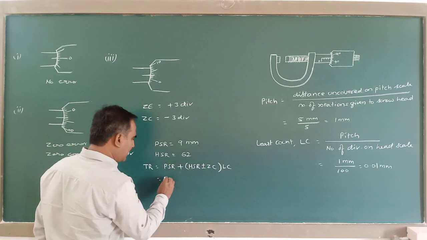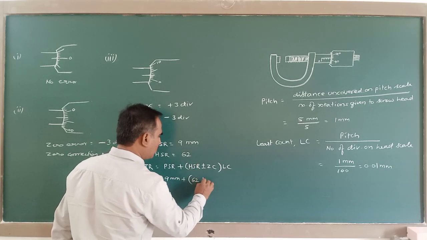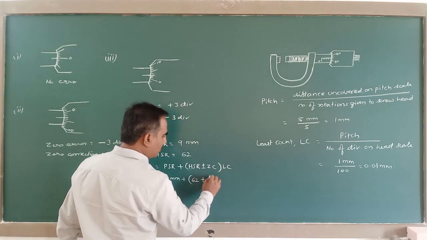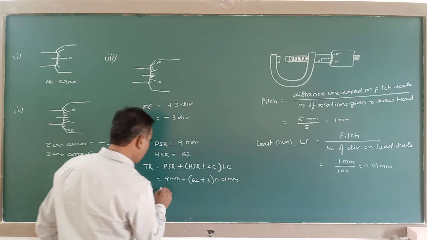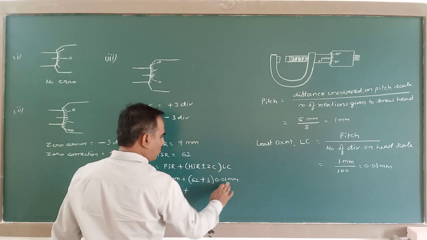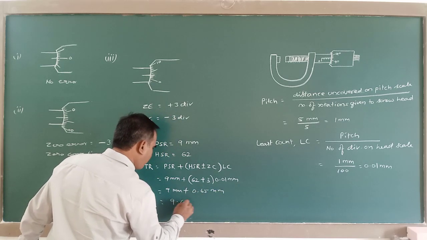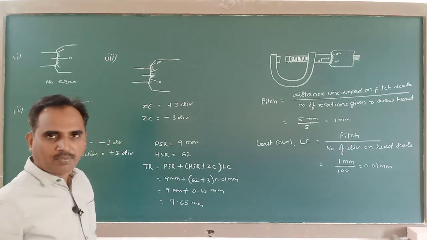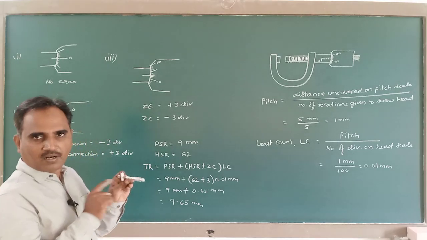So here this is the pitch scale reading, 9 millimeter. This head scale reading is 62. Say if this instrument has a negative error, then the correction is say plus 3 division. Least count is 0.01 millimeter. So this is 9 millimeter. 62 plus 3, 65. 65 into 0.01, 0.65 millimeter. So the diameter of this piece of chalk is 9.65 millimeter. In this way, you can find the diameter of a given object.